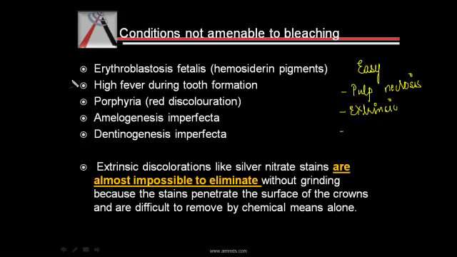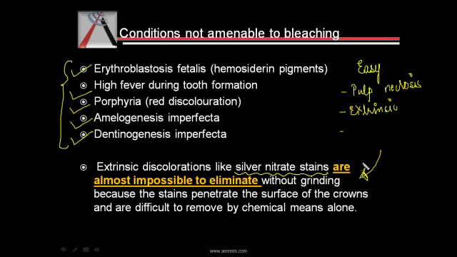Further, the conditions which have resulted in discoloration during the developmental phases have some deep-seated stains and are difficult to bleach out. In that, we have erythroblastosis fetalis, high fever during tooth formation, porphyria, amelogenesis imperfecta, and dentinogenesis imperfecta. So these are the conditions which happen during the developmental phases, and they are comparatively difficult to bleach out. Most of them are intrinsic conditions, while there are some extrinsic discolorations like silver nitrate stains, which are almost impossible to eliminate because they penetrate the surface of the crown.